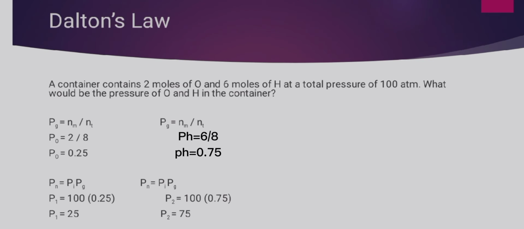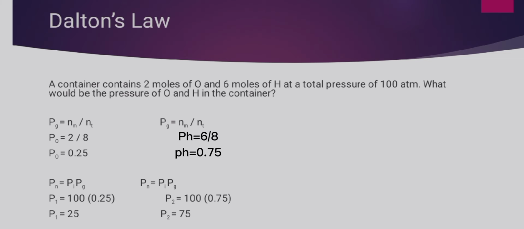For example, a container contains 2 moles of oxygen and 6 moles of hydrogen at a total pressure of 100 atmospheric pressure. What would be the pressure of oxygen and hydrogen in the container?